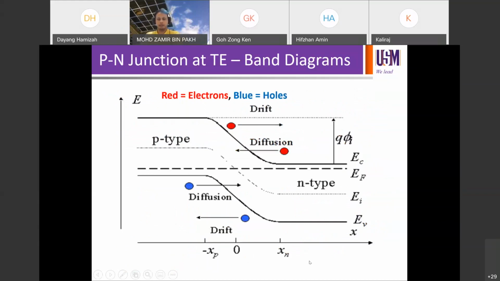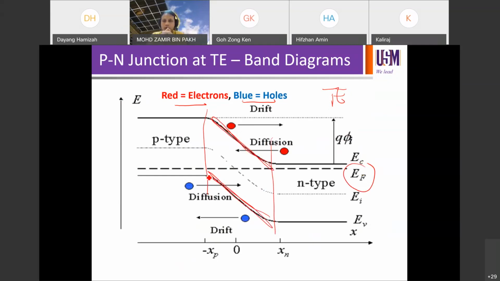So if you want to put this on the band diagram, you can draw this band diagram, and then you can still represent the movement of carriers by drift and by diffusion. Electrons are red and holes are blue. You can see here the P side is on the left-hand side, the N side is on the right-hand side, and this is already at thermal equilibrium, so we are only left with a single Fermi level, right? And we have bending in the middle.